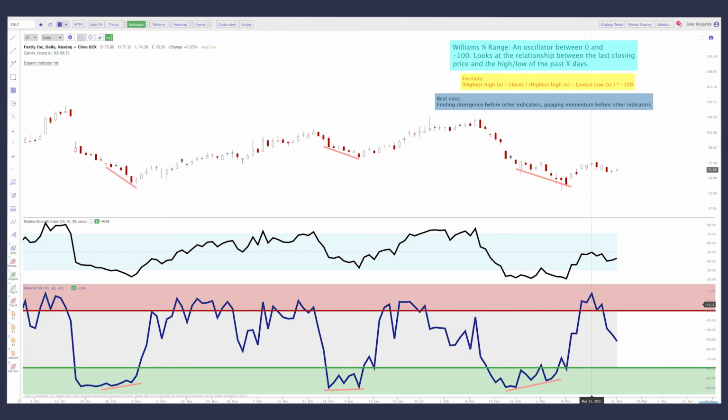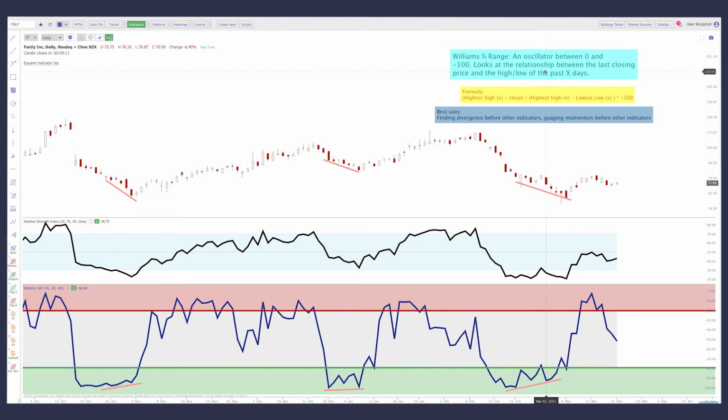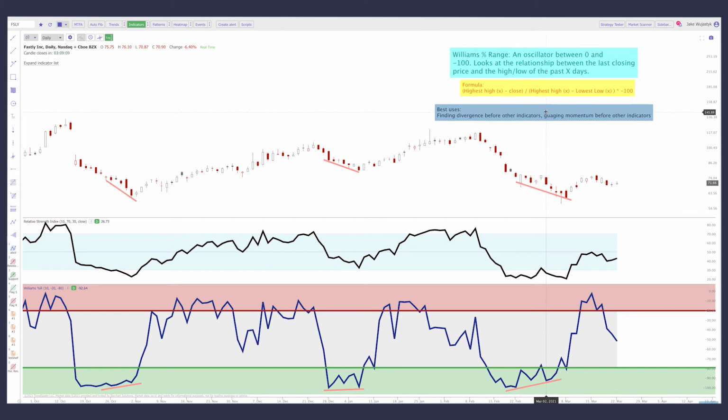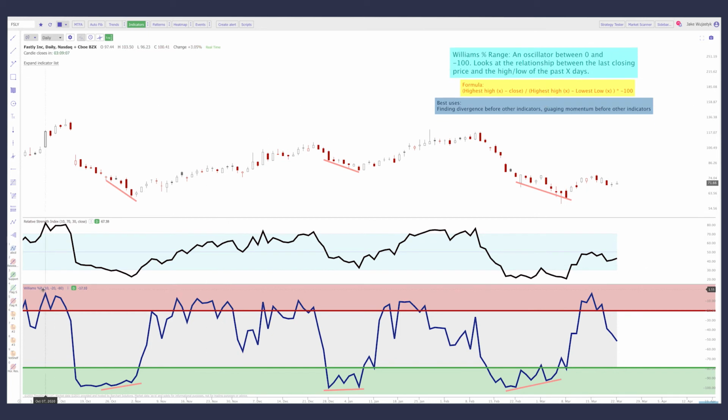And the beautiful thing about indicators is you're never going to be able to use one perfectly. Each stock has its own personality. So the Williams percent range and the RSI 10 may work really well on Fastly, as you can see here, a couple different signals over the last year or so, or half a year. But if you go to something else, you may have to optimize this length a little bit.